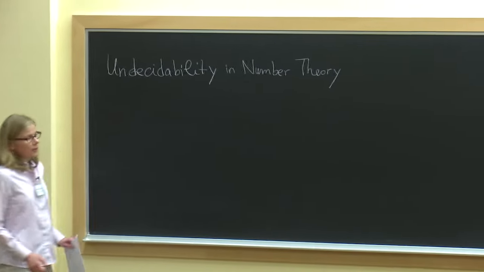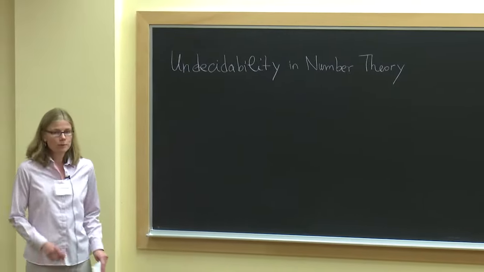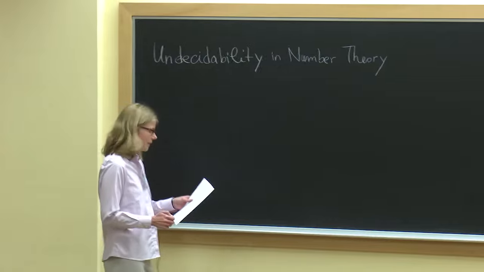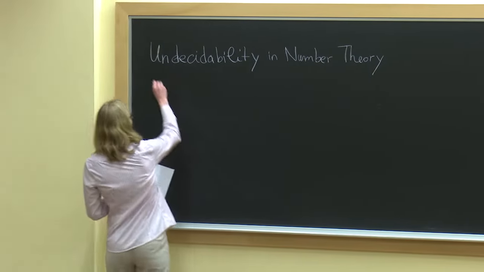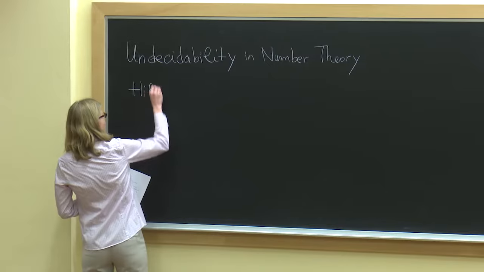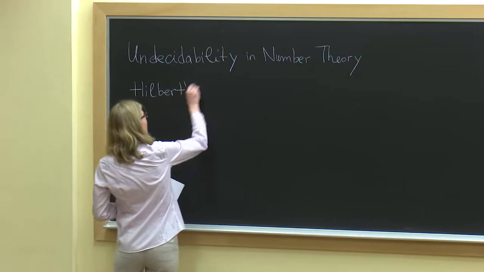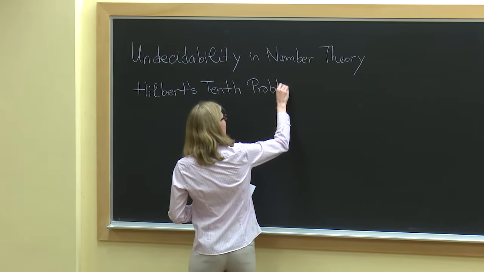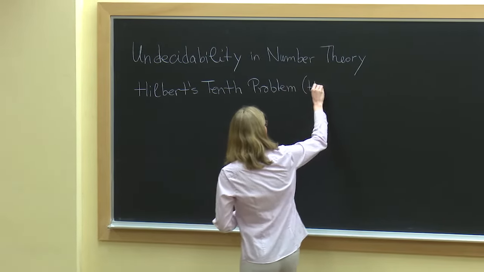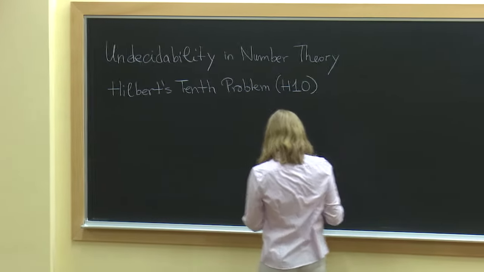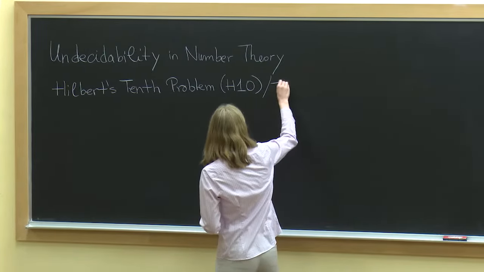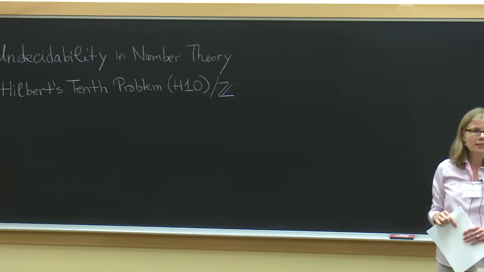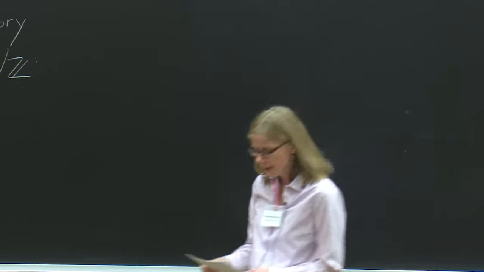The first talk is going to be more of an overview talk. So let me tell you some problems connected with undecidability. I want to talk about Hilbert's 10th problem. I'll always abbreviate it as H10. The original problem posed by Hilbert was phrased over the integers. It is the 10th of his famous 23 problems that he posed in 1900.